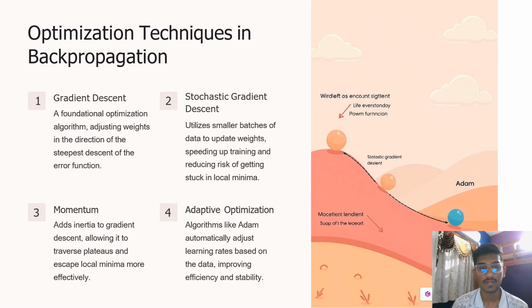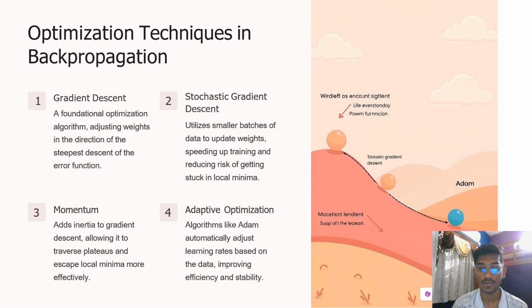Then we have momentum. It adds inertia to gradient descent, allows traversal of plateaus, and escapes local minima more efficiently. So basically, it acts as inertia, the force that resists change in an object's motion, which helps in traversing the plateaus at a slower pace, and it escapes the local minima, that is the minimum descent point.